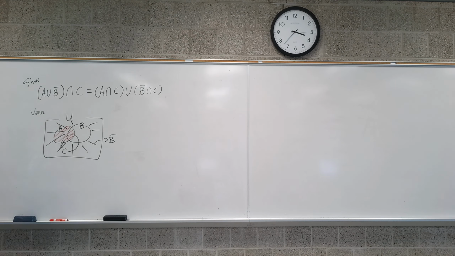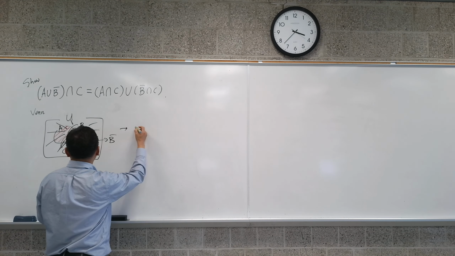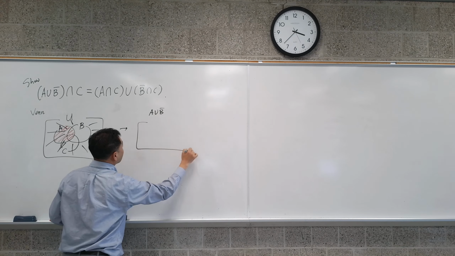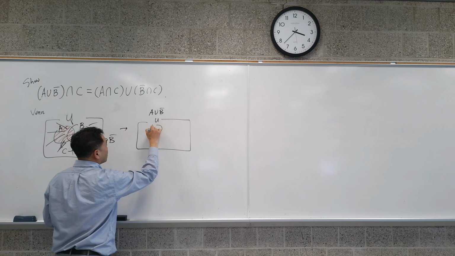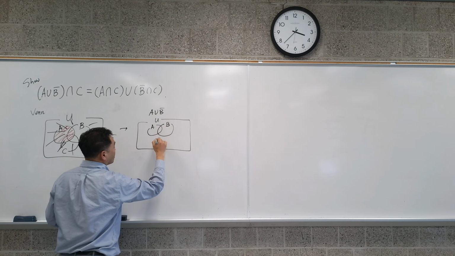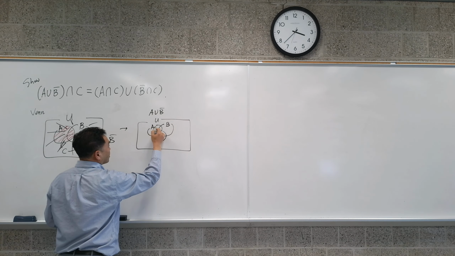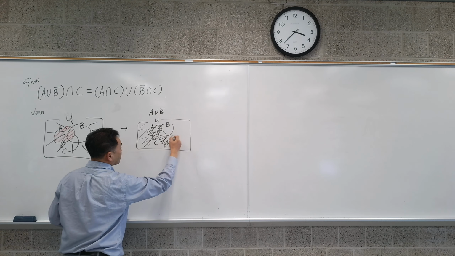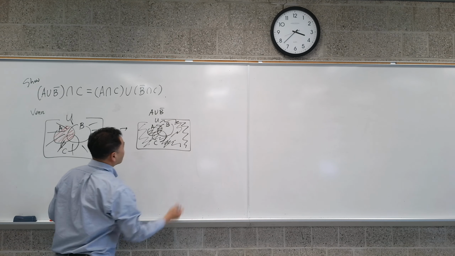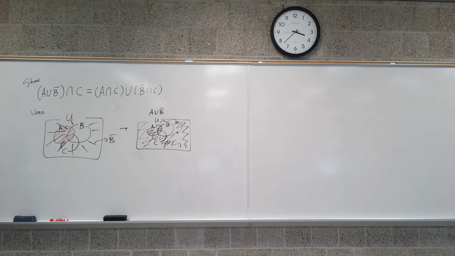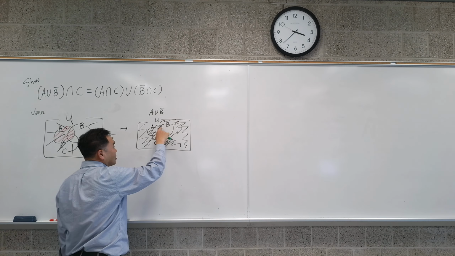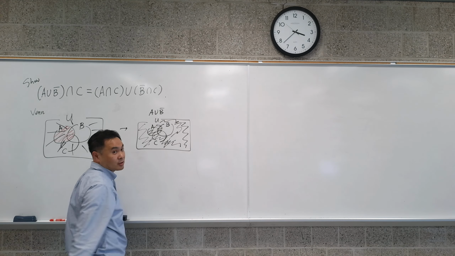Okay? So that says if you do A union B bar, you get this one and this one here. Okay? So the only place that's not shaded is inside B, outside of A.